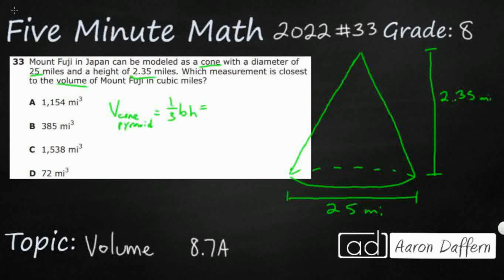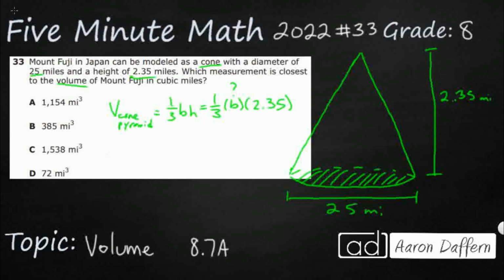Well, the height is easy, right? So I'm going to do 1/3 base times my 2.35. My problem is going to be my base. So what is my base? Well, my base is a circle. So if I'm looking for the base, that means I need to find the area of that base.